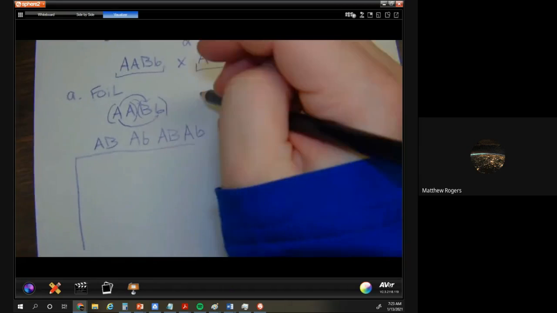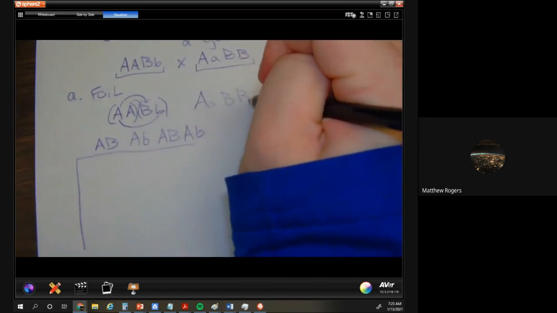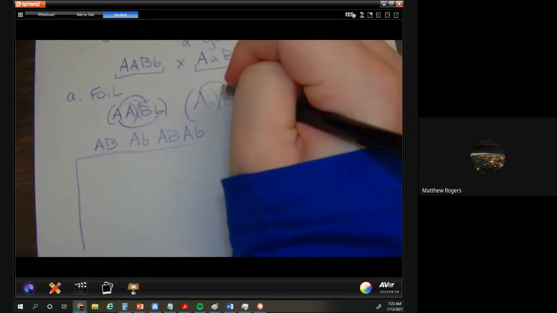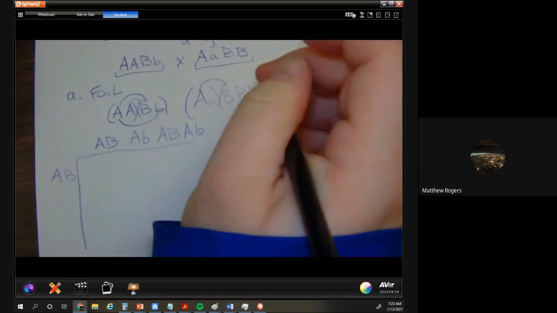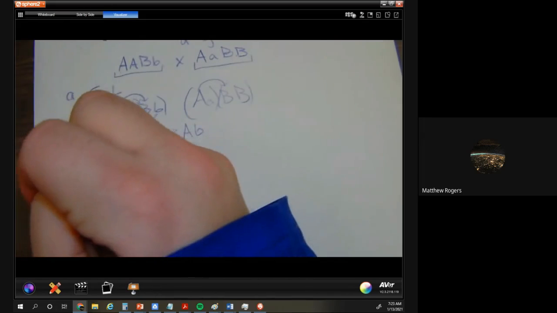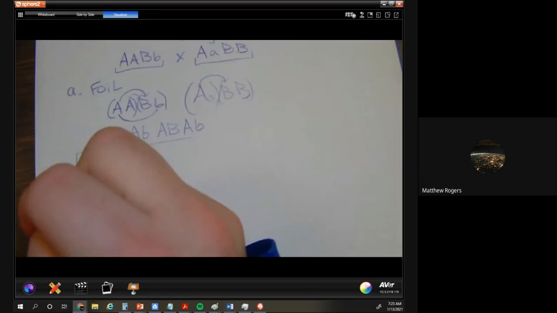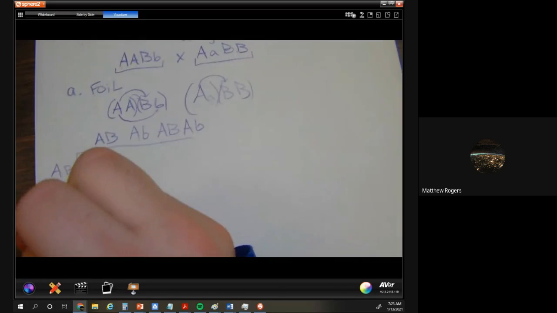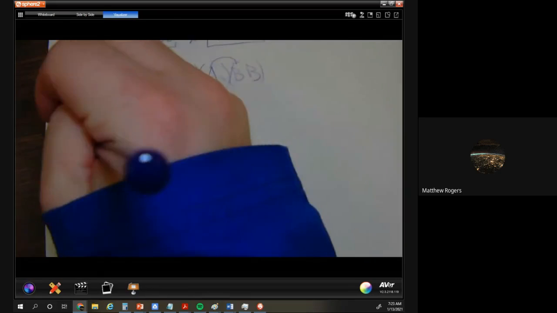And then I have to do the same for the next one. So big A, little a, big B, big B. So I do the first, big A, big B. Outside, big A, big B. Inside, little a, big B. Last, little a, big B. Cool. So now I have my Punnett square, and now I just have to do it like normal.